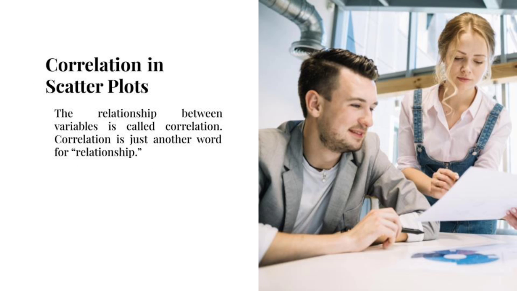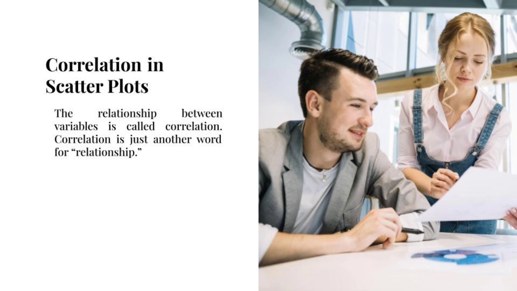Next would be correlation in scatter plots. The relationship between variables is called correlation. Correlation is just another word for relationship. For example, how much you weigh is related or correlated to how much you eat. There are two types of correlation: positive correlation and negative correlation.